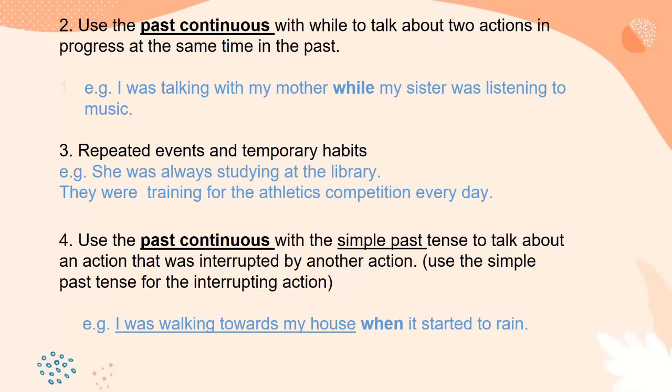Now let's continue with the fourth use of the past continuous. We use the past continuous with the simple past tense to talk about an action that was in progress when another action interrupted it. We use the simple past tense for the interrupted action. For example, I was walking towards my house when it started to rain.